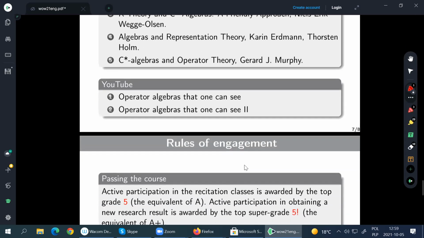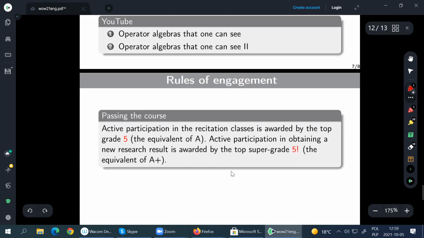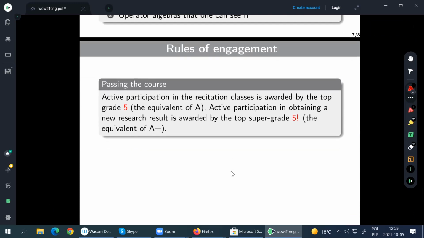Okay. Now, rules of engagement. Yeah, that's a US military term. Okay, so how do you pass the course? Well, for just active participation in recitation class. So if you speak once or twice explaining some things, then you get the top grade, which in Poland is denoted as 5, but this is the equivalent of a letter grade A.